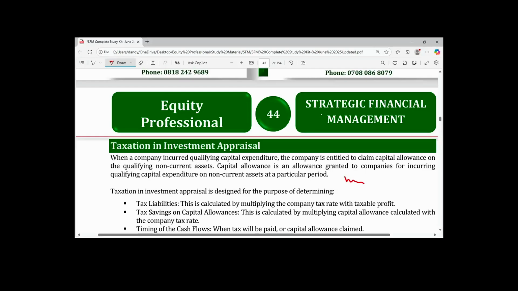Then we dissected how to identify relevant cash flow in a question, after which we went on to discuss the impact of inflation and taxation in capital budgeting. So, we ended the discussion of the concepts last week. So today is purely calculation.